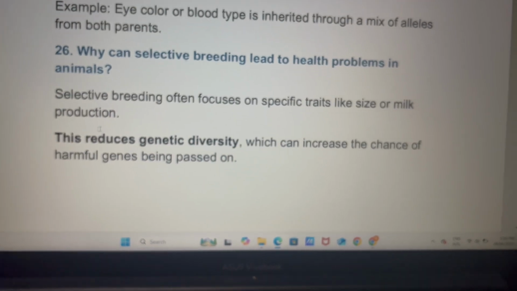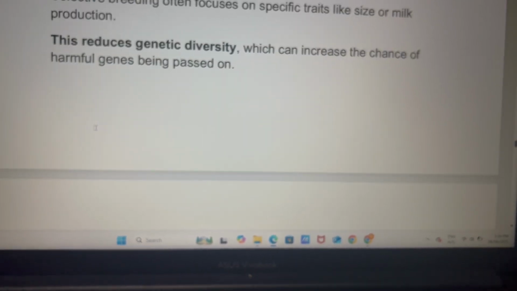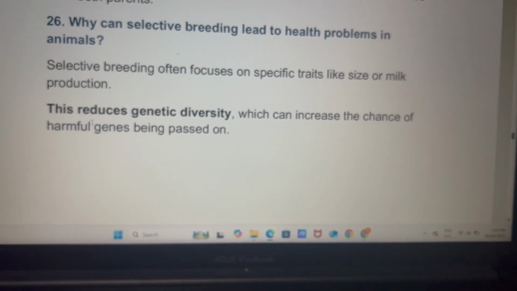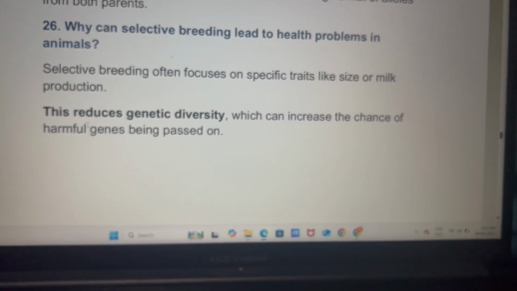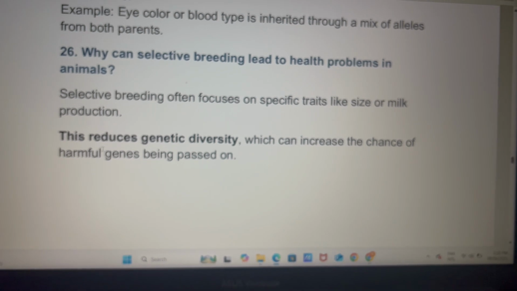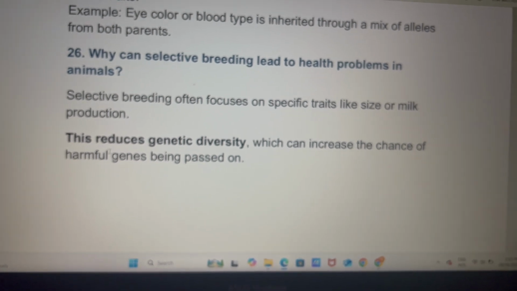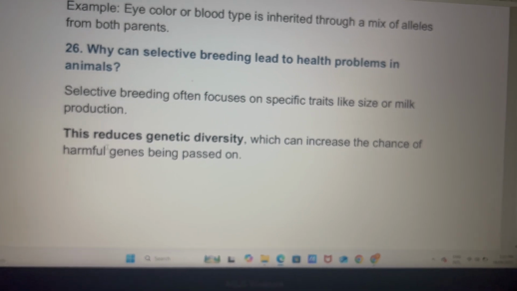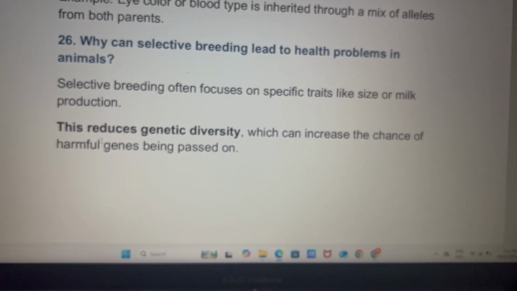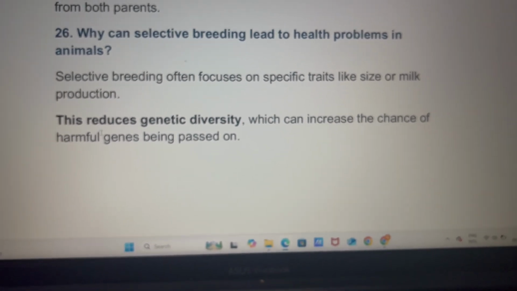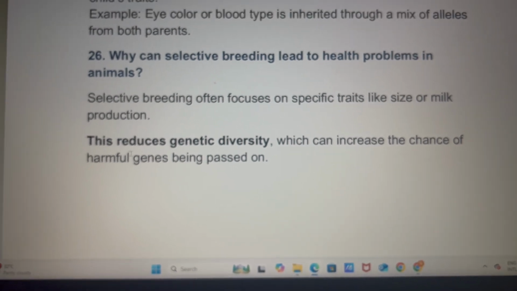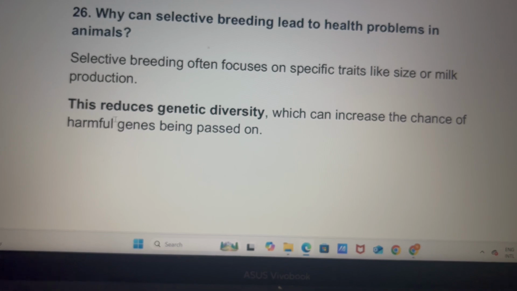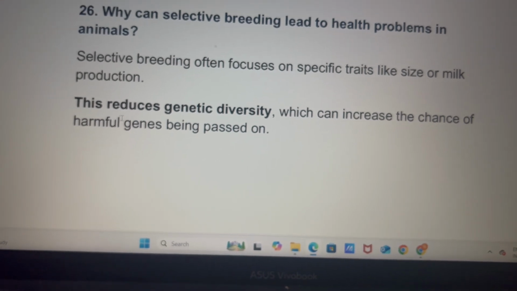Why can selective breeding lead to health problems in animals? This is very important. For selective breeding, when I selectively breed any animals, it means that I choose individuals with specific desirable traits I want, and I make them reproduce to have more generations that have the same trait. So I am choosing one trait that I want, or I think it's good for me. Maybe it's not good for the animal itself. It's actually not good for the animal at all.